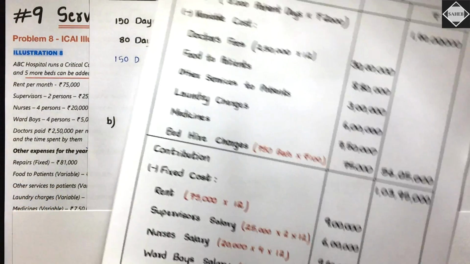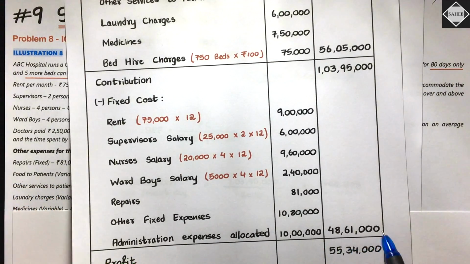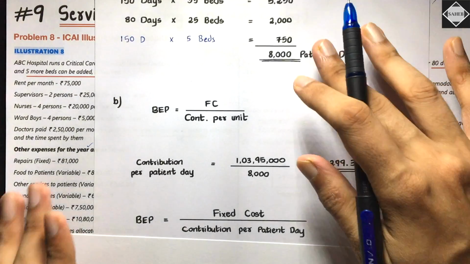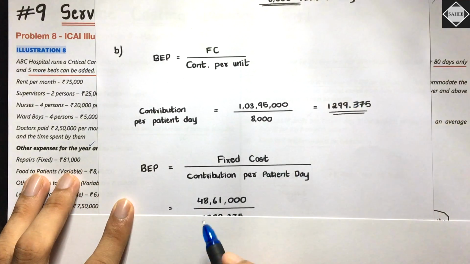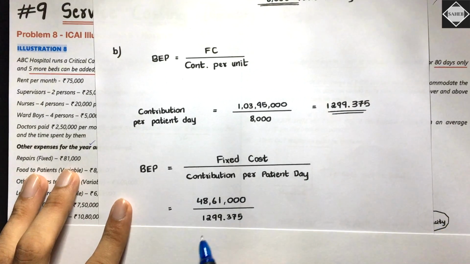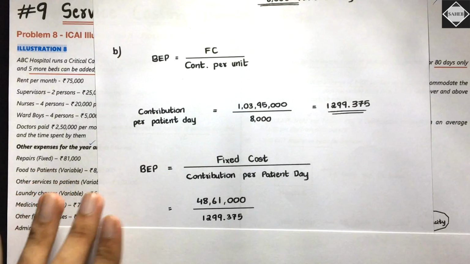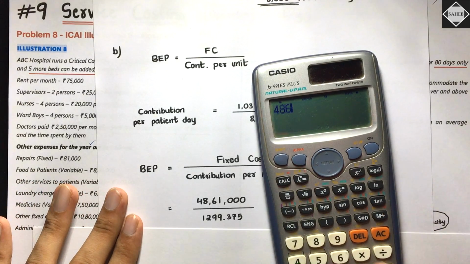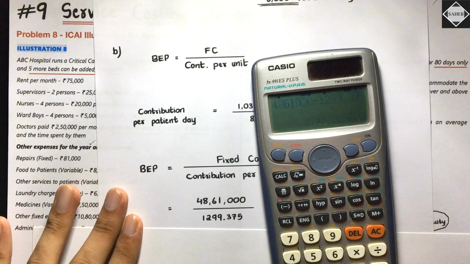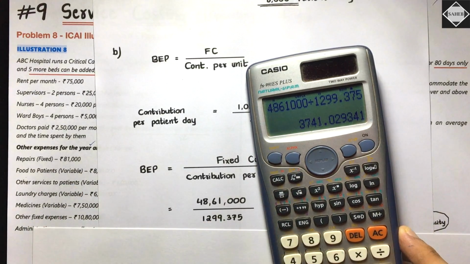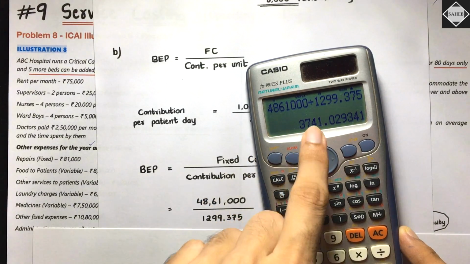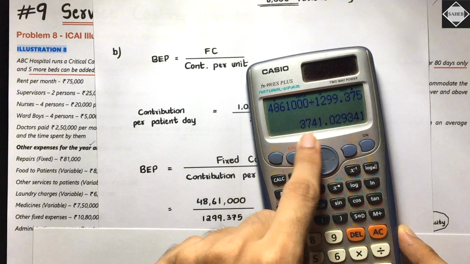We already have the fixed cost. How much is the fixed cost? Total fixed cost 48,61,000. So just take it. See, fixed cost divided by contribution per patient day, 48,61,000 divided by 1299.375. If we do that in calculator, 48,61,000 divided by 1299.375, that is equal to, see, 3741. What is this? This is in units. You have to understand this BEP is in units. So this is what? Patient days or bed days.